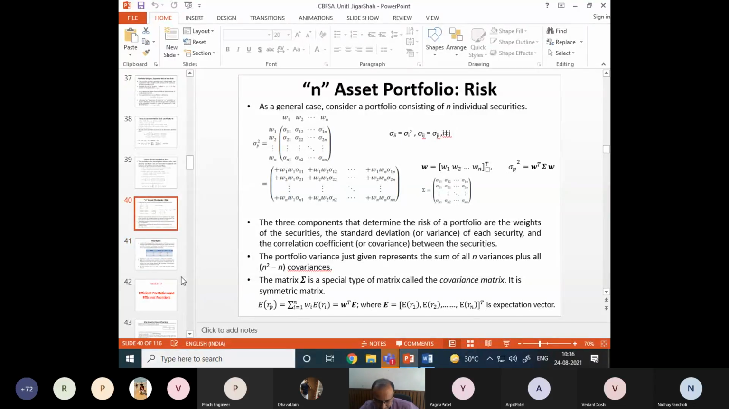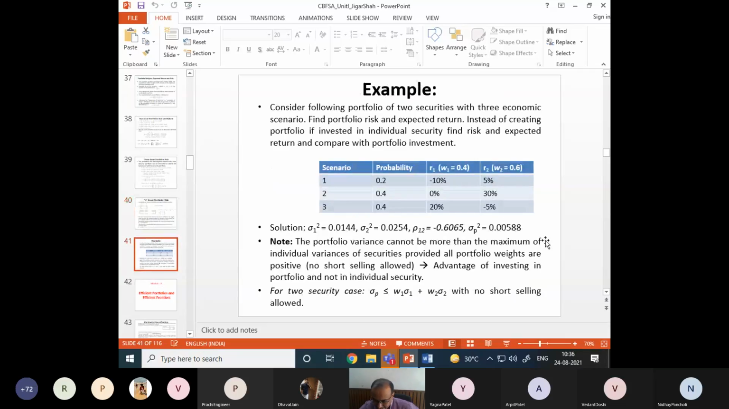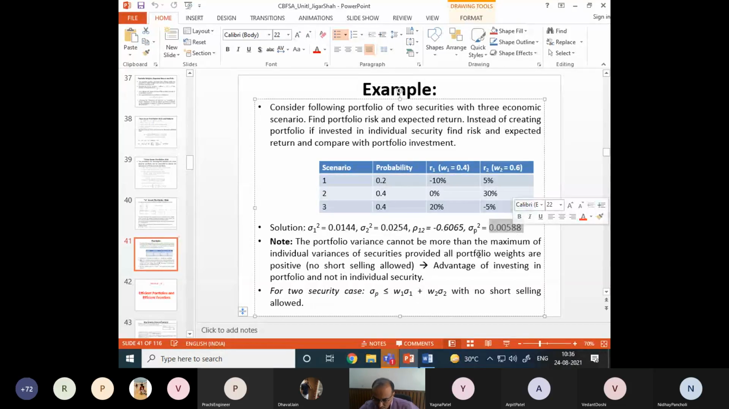Multiply this and find the sigma p square and you will have this result. Now you can see and compare this result. You will see the risk associated with security 1 is 0.0144. That with security 2 is 0.0254. But with the portfolio it is 0.00588. This is not just with this example.